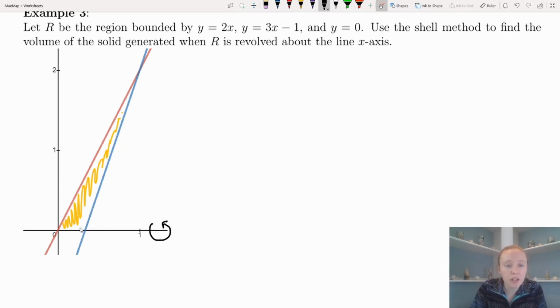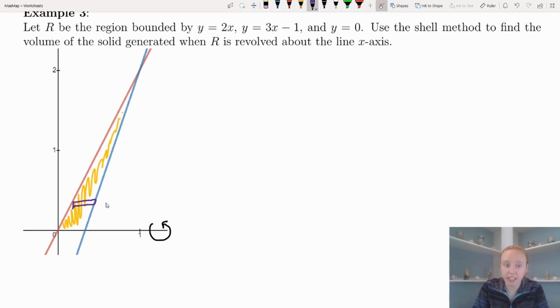And really for this one, if we tried to use the disc method, we would have to split up the integral because our bottom function is different over the course of this region. But if you note, when we draw our rectangles horizontally, then you see that that right function is always the same and the left function is always the same. So this one would definitely be using the shell method. Even if it didn't specify, I would definitely use the shell method.